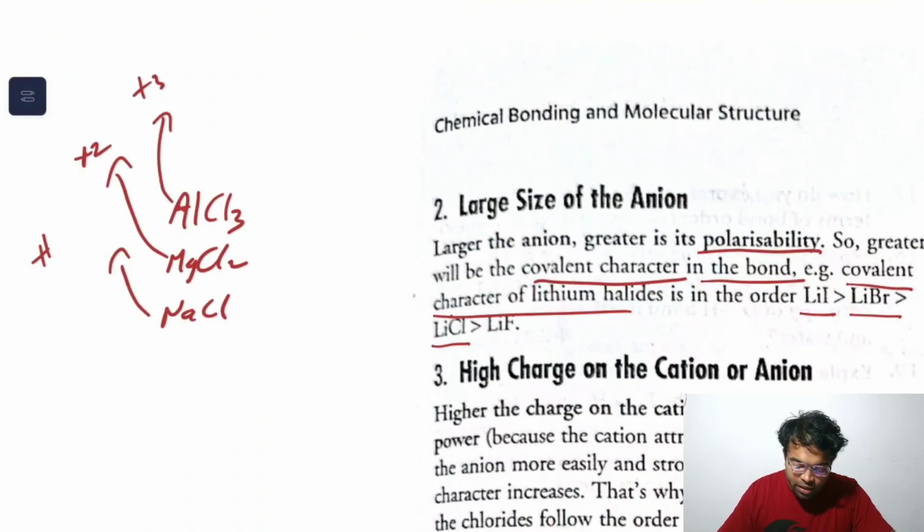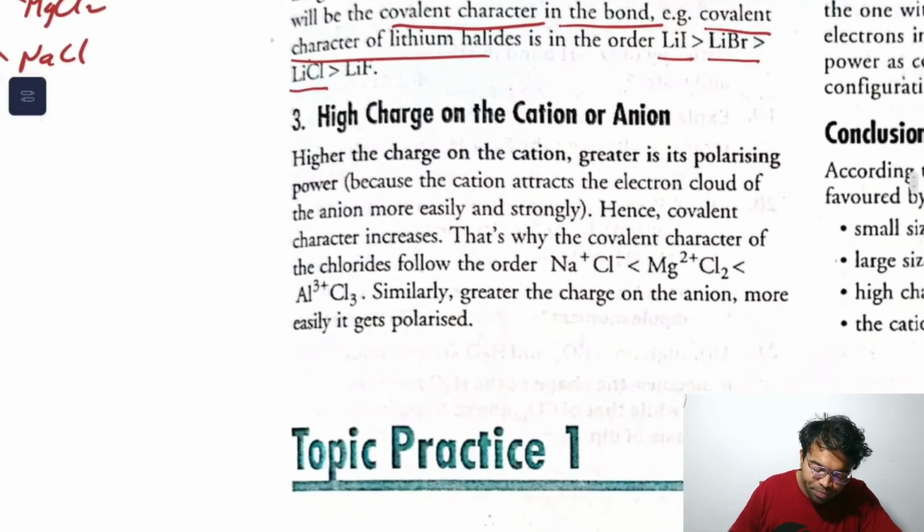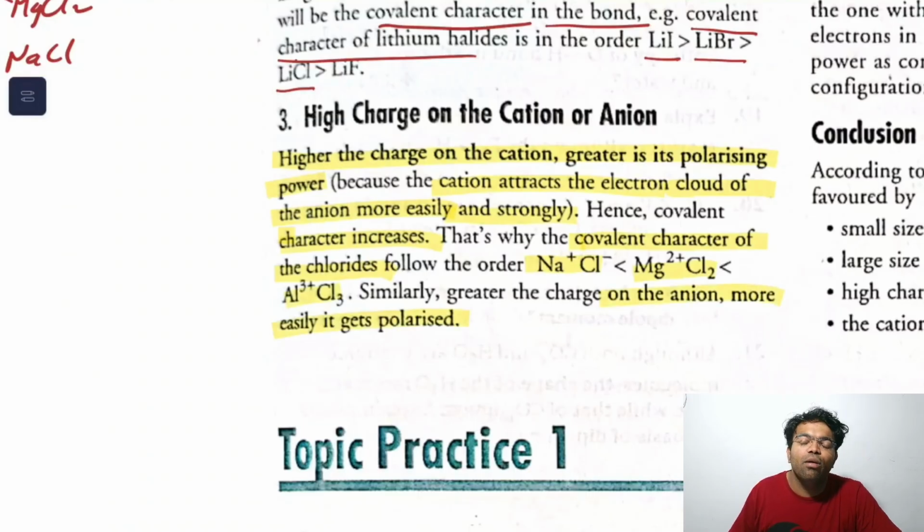So as the charge slowly starts to increase, we see that the covalent characteristic is also increasing. Higher the charge on the cation, greater is its polarizing power because the cations attract the electron cloud of the anions more easily and strongly. Hence the covalent characteristics. That's why the covalent characteristics of chlorides follow NaCl, MgCl2 and AlCl3. Similarly, the greater the charge on the anion, the more easily it gets polarized.